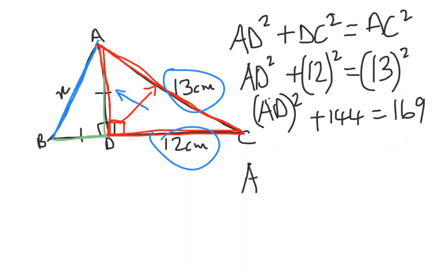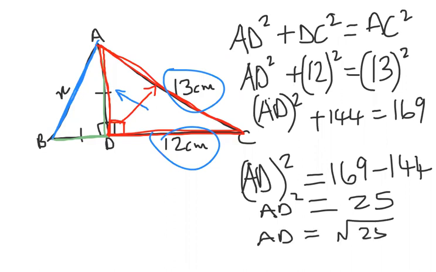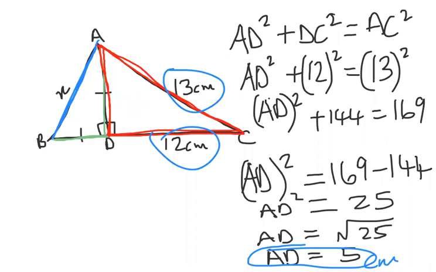Then you have AD squared equals 169 minus 144. That answer gives you 25. So AD squared equals 25. So AD is the square root of 25, and you know this by now, the square root of 25 is 5. So that's AD, which is 5 centimeters. Now I just remove a couple of things here, and then I'm going to write AD, that is 5 centimeters. So now the red triangle is complete.